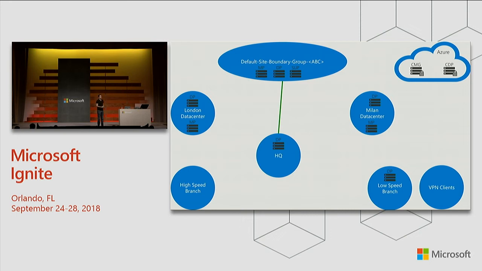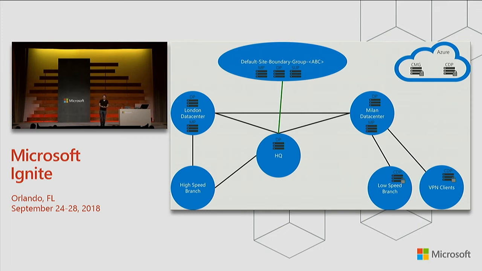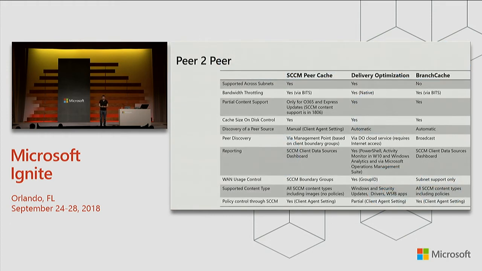But what we've also added is the ability to specify cloud distribution points as associated to boundary groups. So I can specify that my low-speed branch, so it's internet connected, and my VPN clients will go to the cloud distribution point as their initial content source.